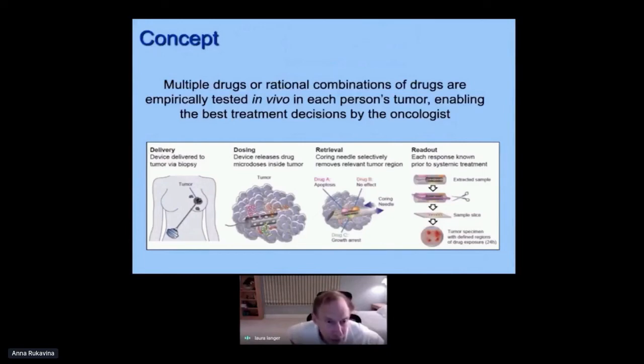And then in the next 24 hours, where you see dosing, it delivers microdoses to the tumor. We probably put 2 or 3 of these or more in the site. Then the third thing is retrieval, which means 24 hours after you started the experiment, we come back with a slightly bigger needle, and we take out not only our device, but a little bit of the surrounding tissue.